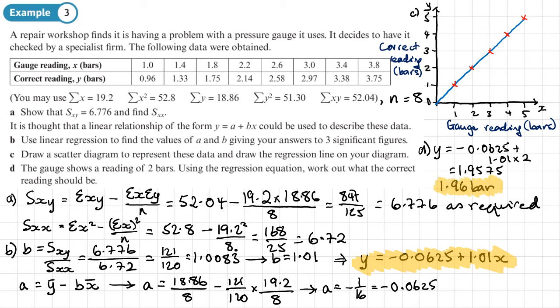Now, if we had used a slightly different value for our value of b here, this would be slightly different. So you might find in the book they've given a value of 1.008 for the value of b, but the question does say give your answer to 3 significant figures, and 1.008 is actually 4 significant figures, not 3. So you should now be able to do exercise 1A on pages 6 to 8 of the textbook.